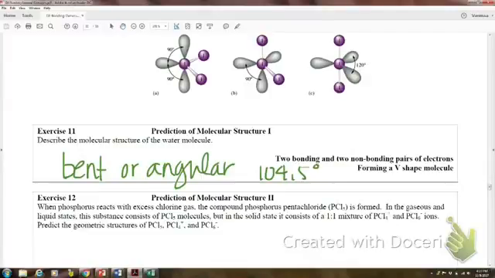The next one says when phosphorus reacts with excess chlorine gas, the compound PCl5 is formed. So it wants us to predict the geometric structures of PCl5, PCl4+, and PCl6-. I'm going to have to give myself some more space because I for sure will not be able to write it in that tiny little space.